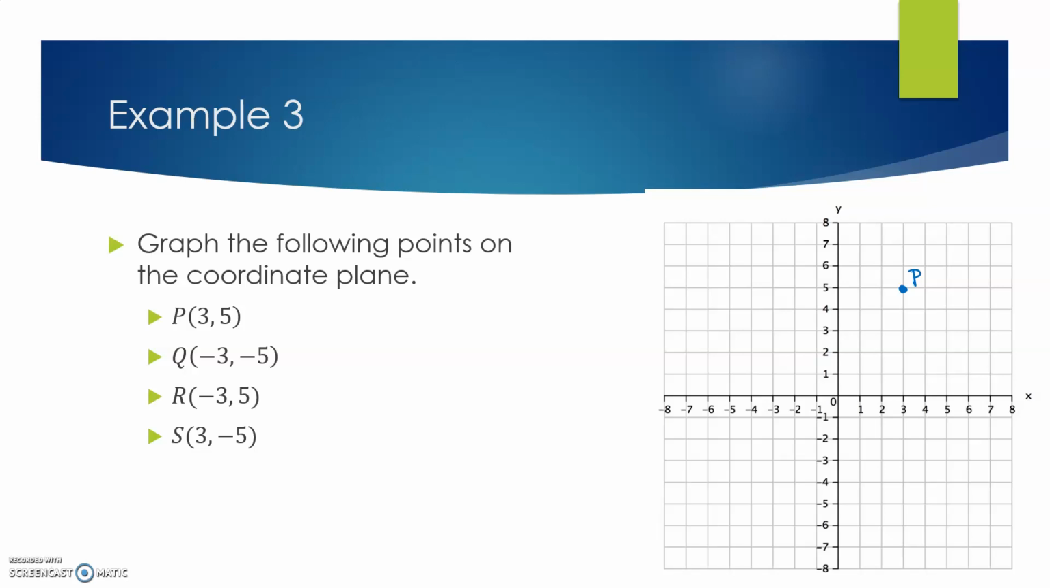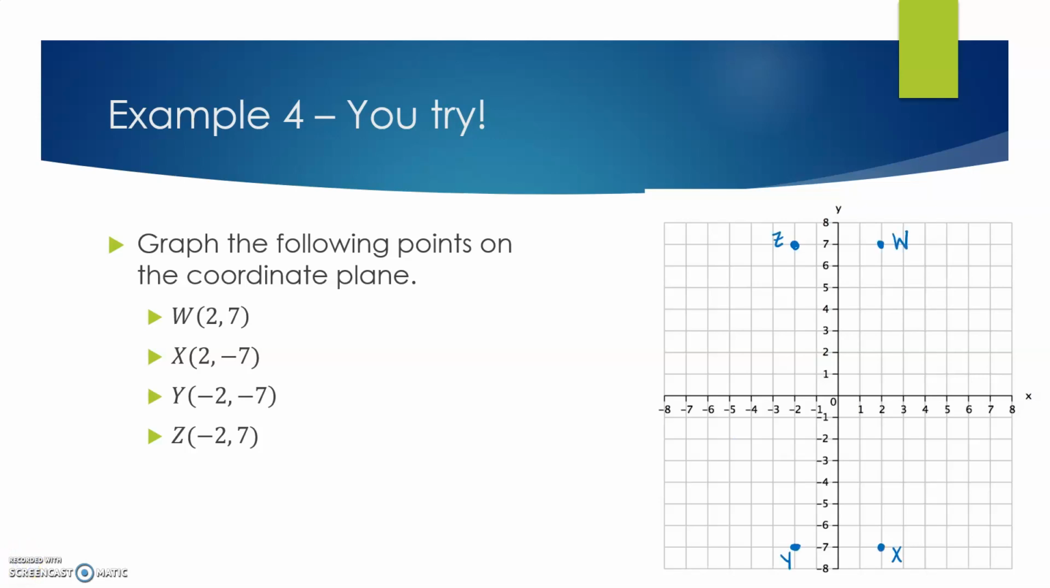When I graph point Q, I'm going to move negative 3 and then negative 5. Point R is going to be negative 3, positive 5. And point S is 3, negative 5. So try this one. Pause the video and see what you come up with. And here's what your answer should look like. Take a second, make sure that you got the same thing. If you didn't, see what your mistake was.